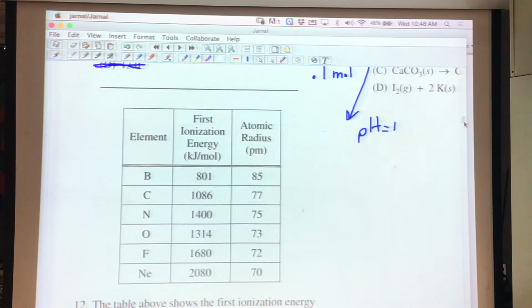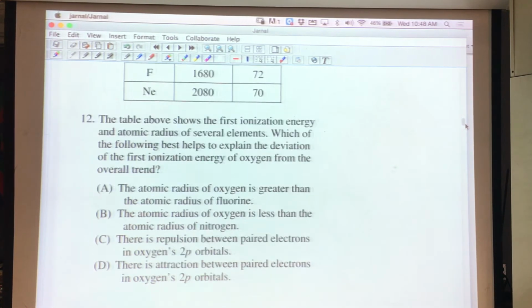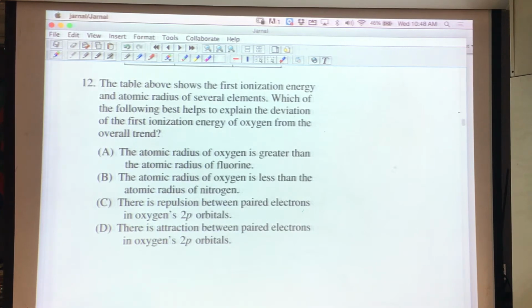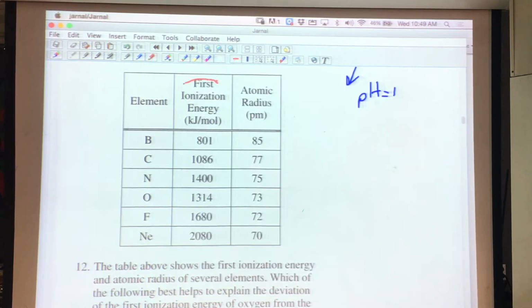Number 12. My gosh, this looks familiar. Number 12 says, the table above shows the first ionization energy and the atomic radius of several elements. Which of the following best helps to explain the deviation of the first ionization energy of oxygen from the trend? So here's the oxygen. First ionization energy is the energy that it takes to pull an electron away.